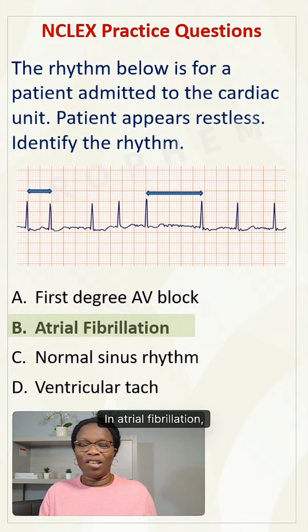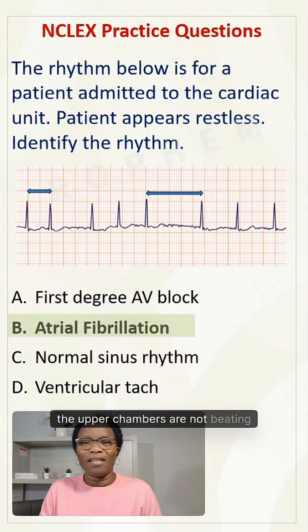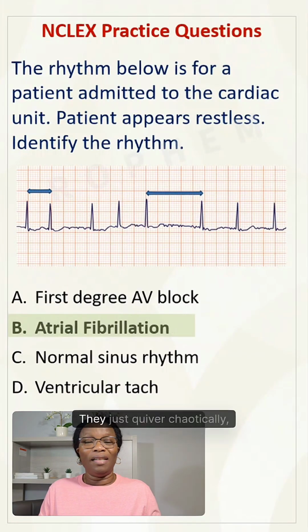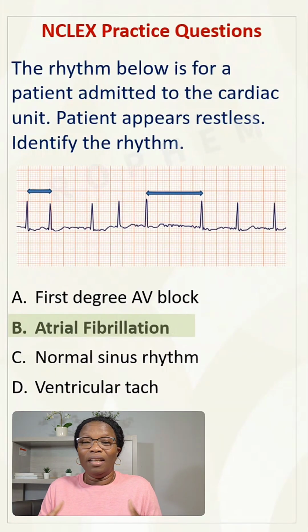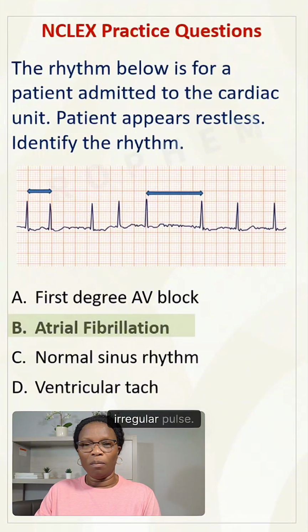In atrial fibrillation, the upper chambers are not beating effectively. They just quiver chaotically, leading to rapid, irregular pulse.